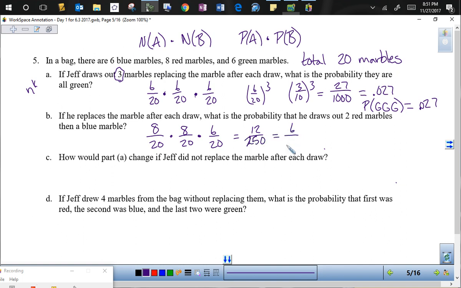If we reduce, we got 6 over 125, and your calculator will give you that as 48 thousandths. So the probability of red, red, blue is 0.048, or 6 over 125. Either option is acceptable.